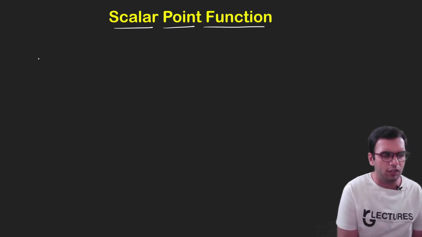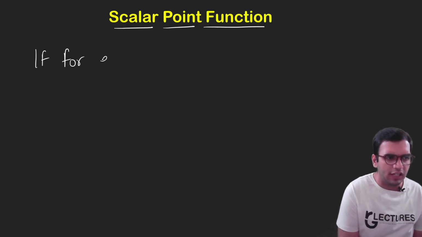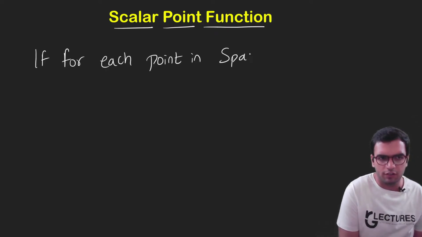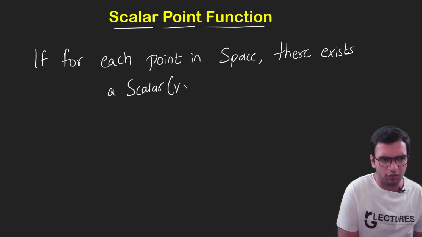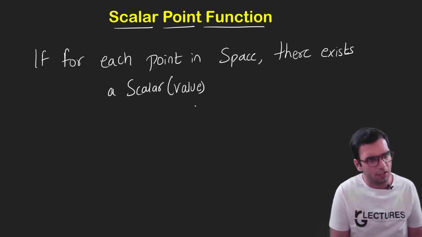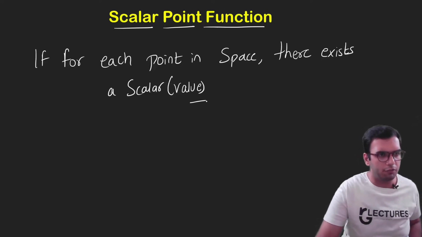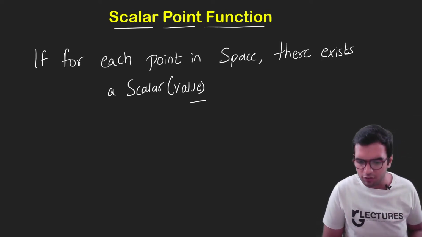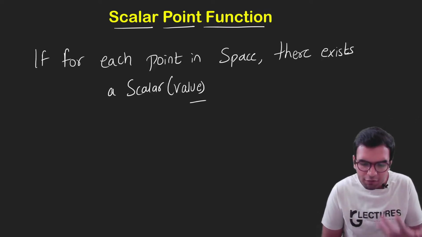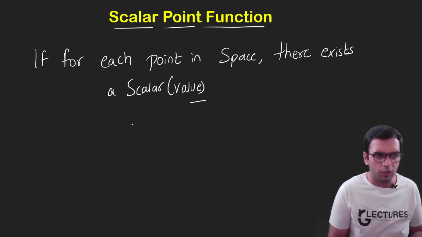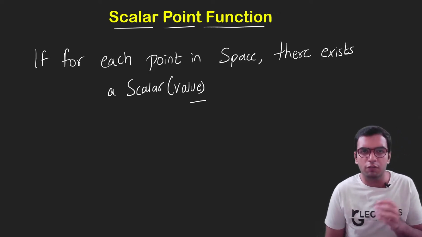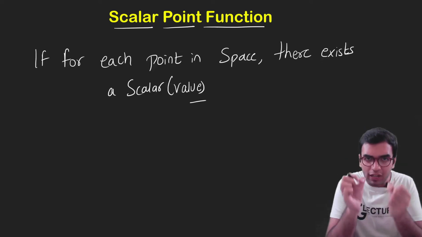Okay, so there is a definition: if for each point in space there exists a scalar, or there exists a value, because a scalar is essentially a magnitude, that function is defined as the scalar point function. To be more precise, a scalar field is a function that gives us a single value of some variable for every point in space. So what is a scalar point function? That function will give me a value for each and every point in space.